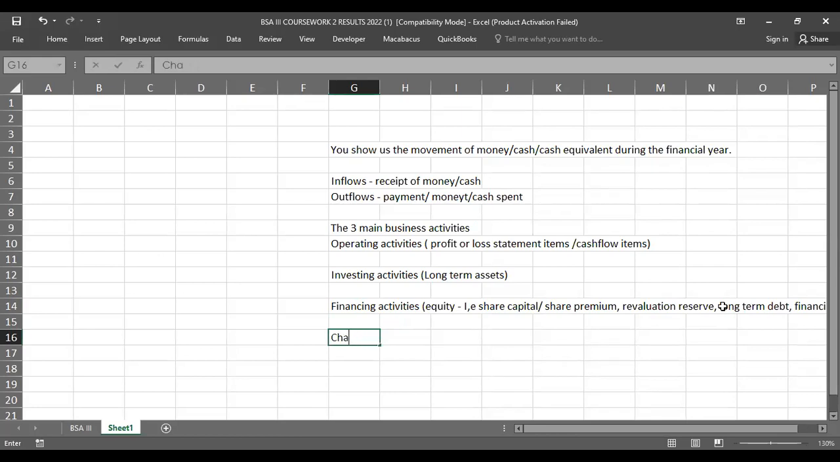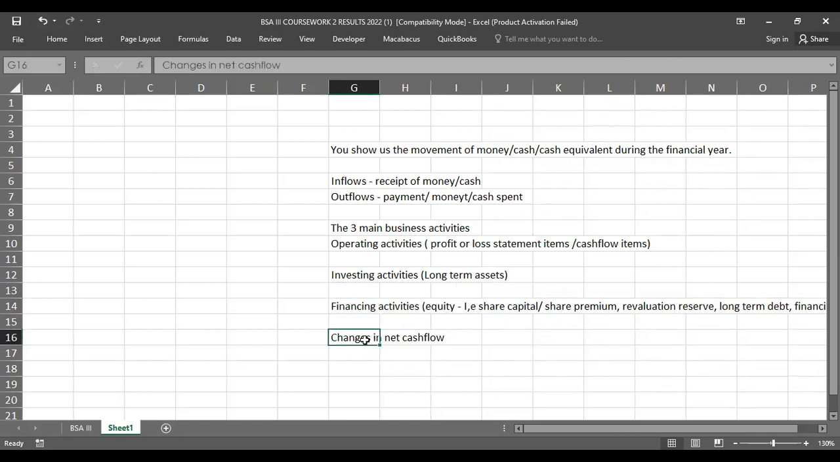So that gives the change in net cash flow. If it is a surplus, that means it's an increase in cash flows. If it is a deficit, that means there's a decrease in cash flows, it would be negative. And that is it. This change is supposed to be the same as the difference between cash and cash equivalents at the beginning of the year and cash and cash equivalents at the end of the year.